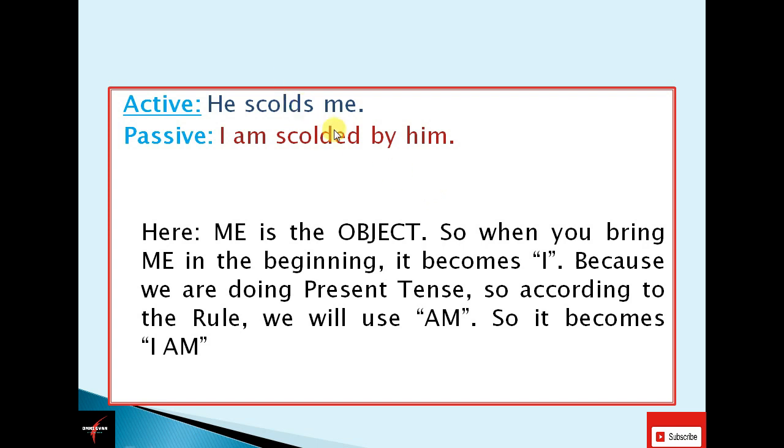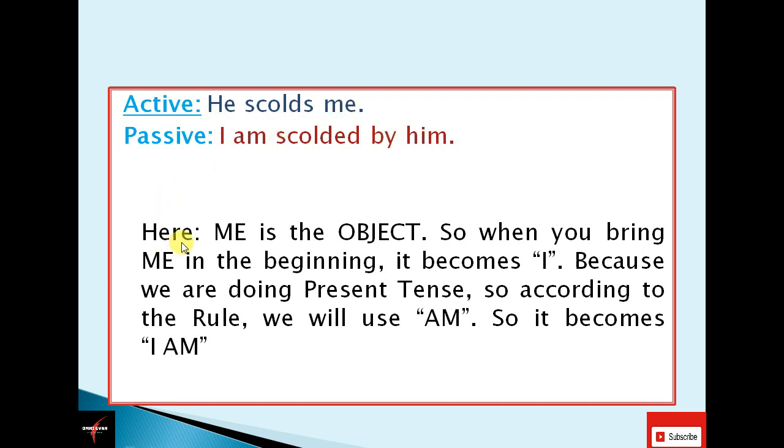Let's go to another example. Let's learn another example. Active voice. The sentence is he scolds me. Now in passive voice, what we do is that I am scolded by him. Now why I am? Generally we bring the object in the beginning, so the sentence should have been me scolded by him. That does not make any sense, right?